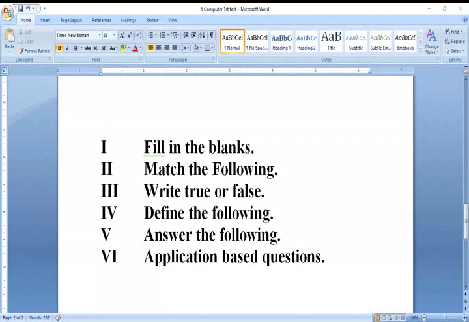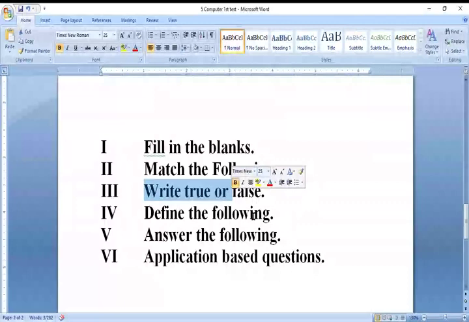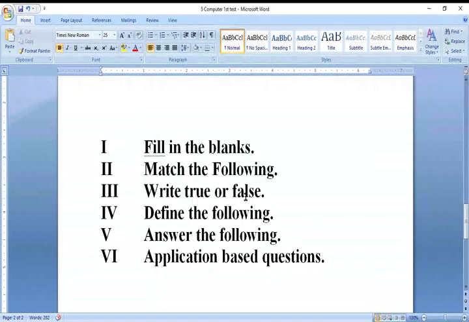So this is the first one. What is the first one? Filling the blanks. Okay. First one is filling the blanks. Match the following. You have to write answer only. Everything only write answer. Match the following answer. No need of drawing, no need to write A section, B section, nothing. Only answers. True or false, only answer. Not T, F. T for true, F for false. No, you have to write full. Either true, T-R-U-E, or false, F-A-L-S-E.